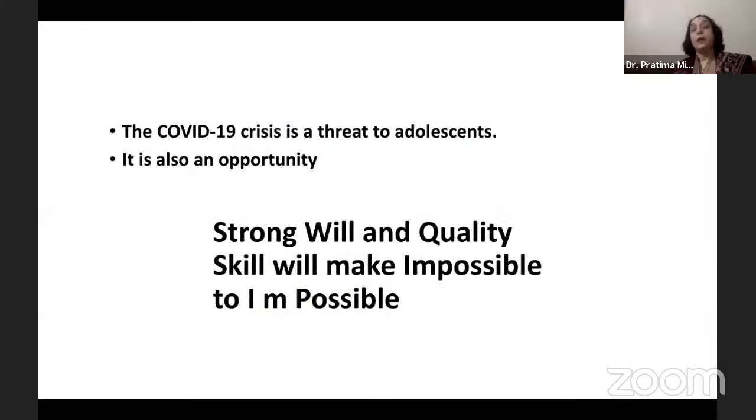So counseling in a proper manner and in an individualized manner, in a non-judgmental way, keeping privacy, keeping confidentiality is very, very important. So at the end, I would just say that the COVID-19 crisis is a threat to the adolescents. The utilization of services is coming down, but it is also an opportunity through the use of telemedicine and digital media. And I am sure that strong will and quality skill will make the impossible possible. So everything is possible. I think we can really help our adolescents in this crisis period.